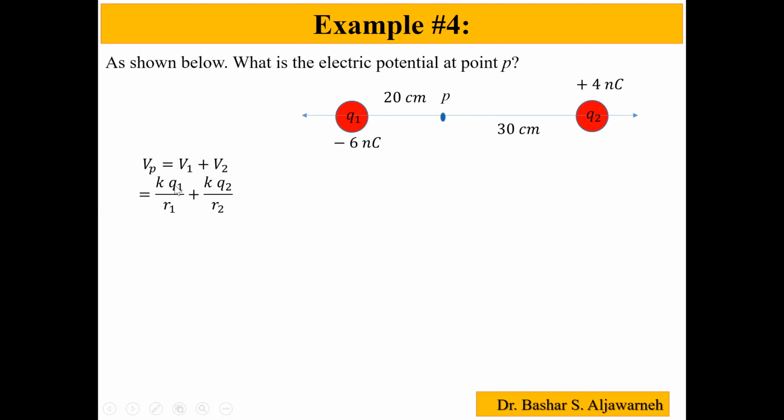Be careful, Q1 here, when you plug it in, you have to plug in minus 6 times 10 to the power minus 9 Coulomb, because it's nano and negative. Keep it. It will give you 15 volts.